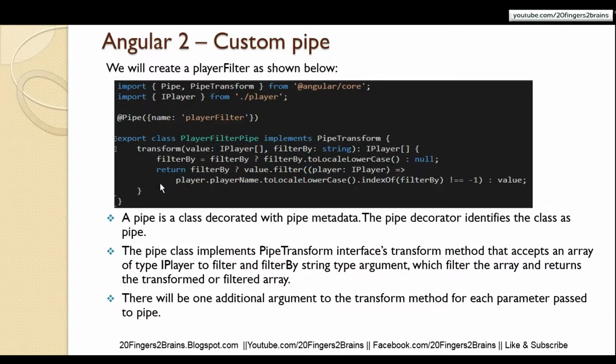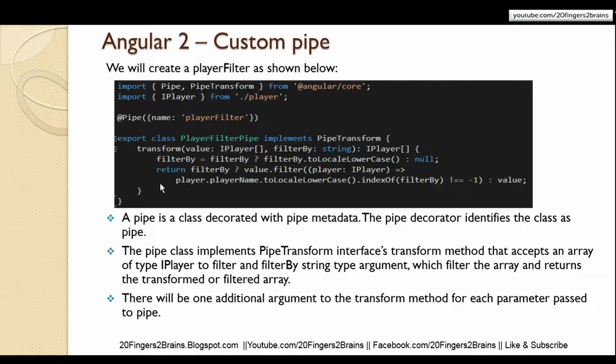So I have created a player filter and we are going to discuss what we have implemented in this. A pipe is a class decorator with pipe metadata. The pipe decorator identifies the class as a pipe. The pipe class implements the PipeTransform interface's transform method that accepts an array of type IPlayer to filter and a filter by string type argument, which filters the array and returns a transformed, filtered array.